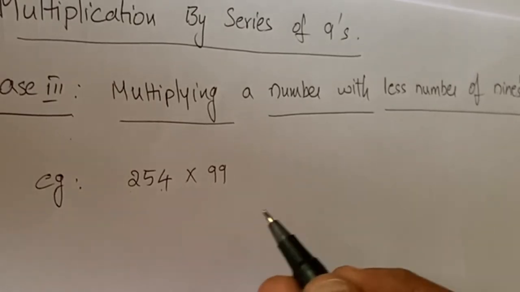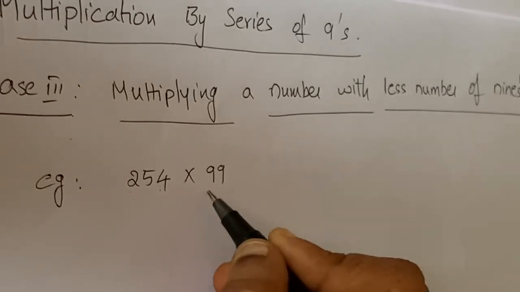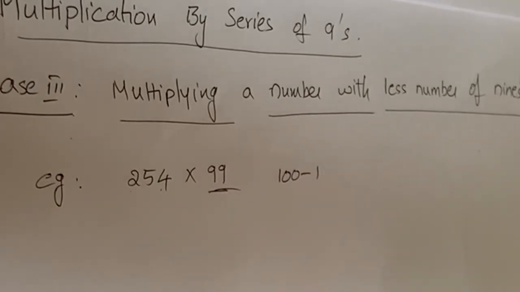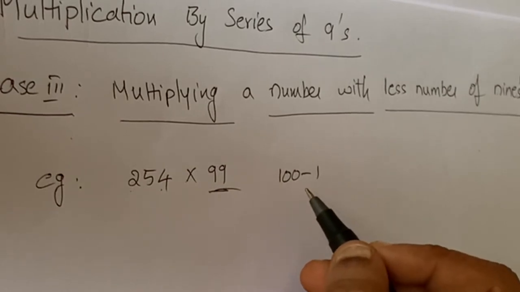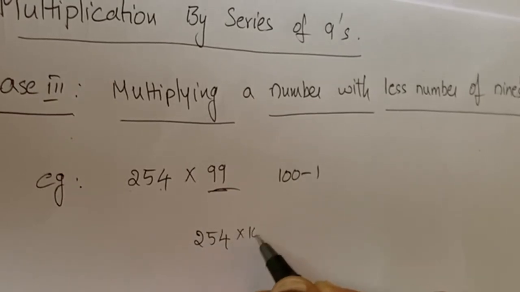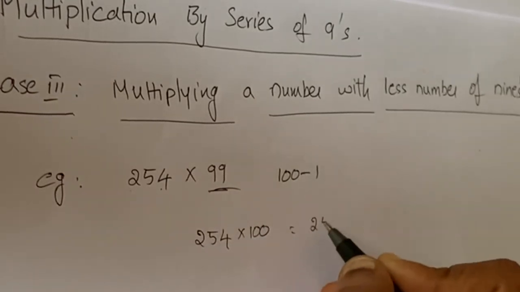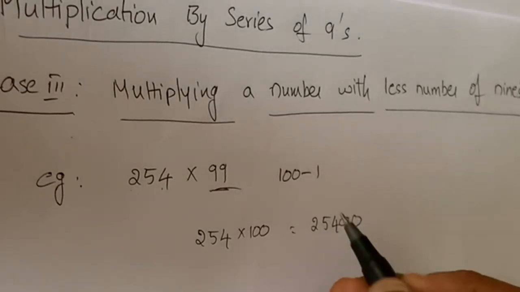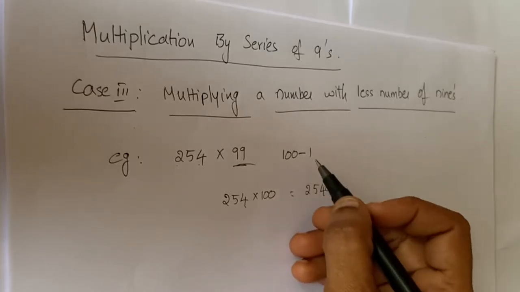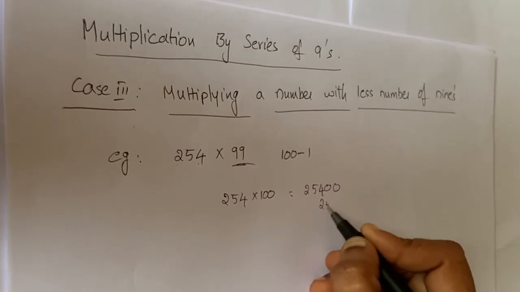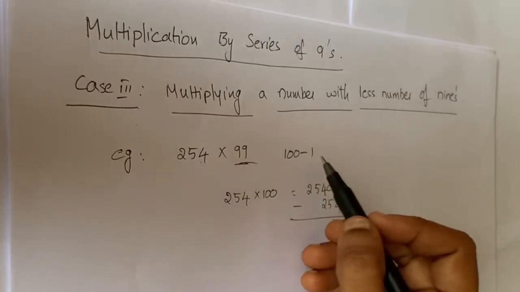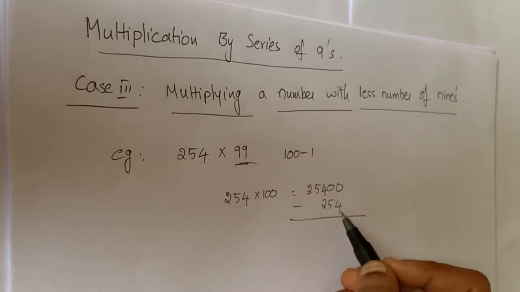So in this case, we have to write 99 as 100 minus 1. Okay. So we can write 99 like this also, 100 minus 1. So then we have to multiply 254 into 100. Okay. So the answer is 25400. So then we have to subtract the product of 254 into 1, means 254. Okay. So we have to multiply 254 with 100 and 254 with 1. Okay. So this is the procedure.